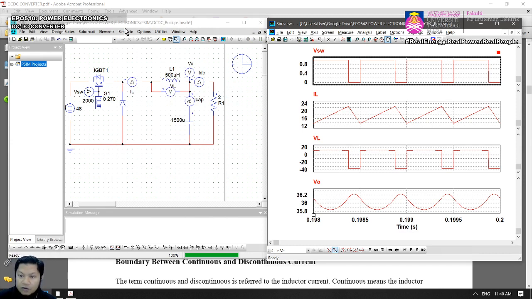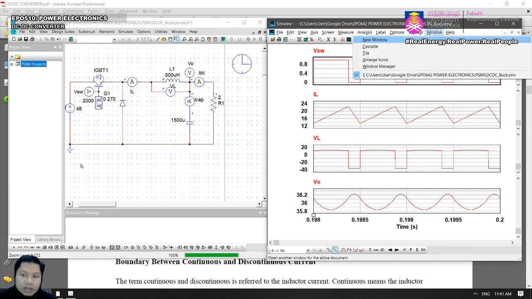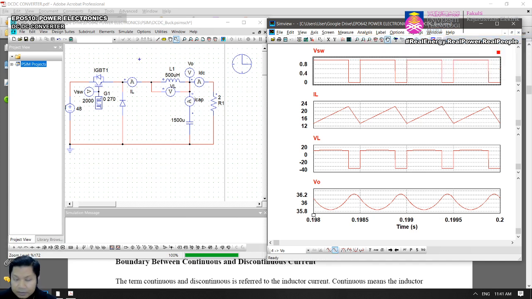Okay, so now we have a continuous operation, isn't it? So this is a continuous operation, therefore we can predict the output voltage, because Vout equals D multiplied by Vin. Just now we know that D equals 0.75, and then you multiply by 48. So Vout equals 0.75 multiplied by 48, then you get 36 volt.